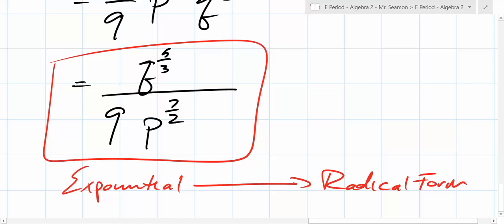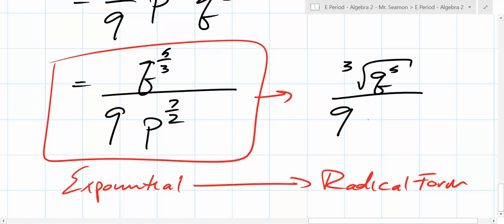Well, look, just do each part. You know how to do it. What's q to the 5/3 mean? The cube root of q to the 5th over 9 times what? The square root of.